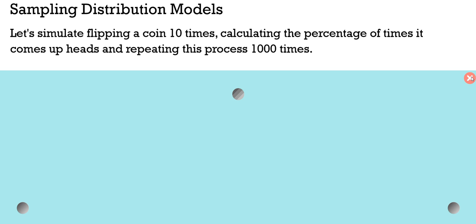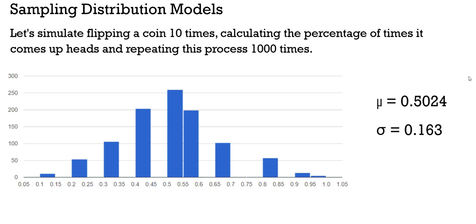And if we look at it here, we see that on average, if we averaged all the 1,000 different percentages, it got to 0.024. Not surprising, given the fact that we know that a coin toss is 50-50 to come up heads or tails, right? And we have a standard deviation of 0.163. And as we look at the histogram, we can see that it looks pretty unimodal symmetric.